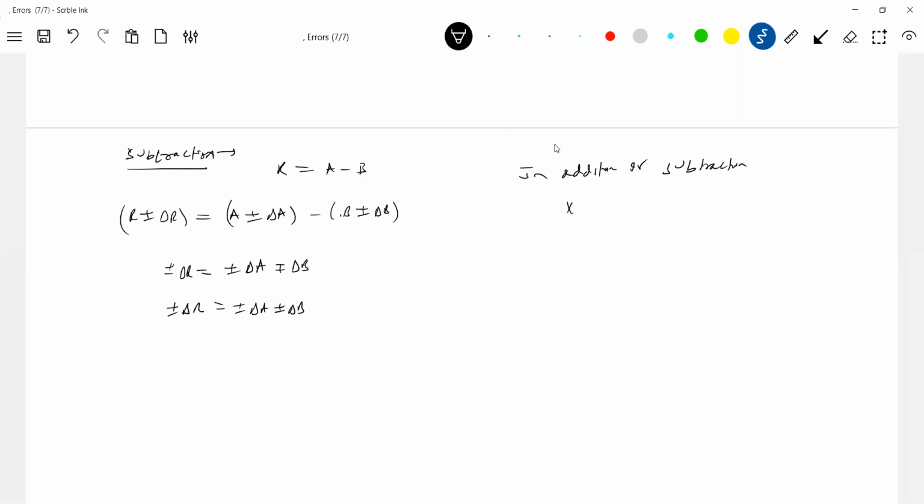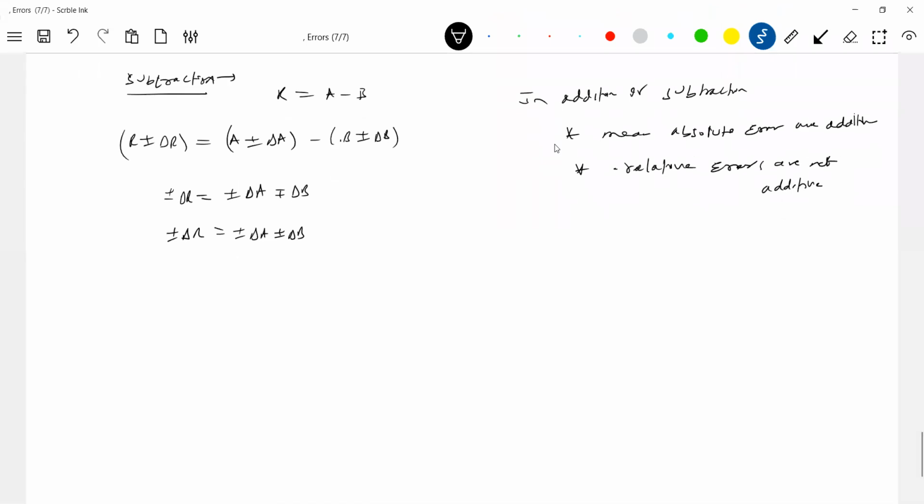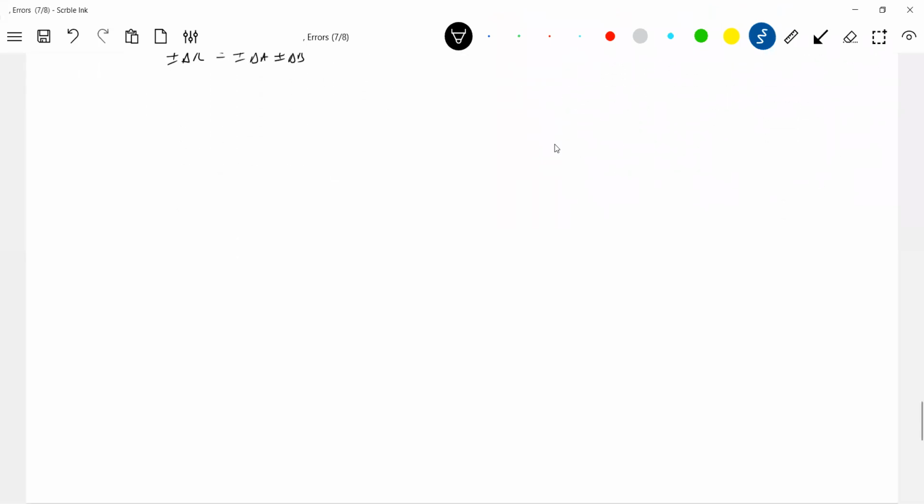In addition, for subtraction, mean absolute errors are additive. Relative errors are not additive. Okay, similarly, we'll go for multiplication.